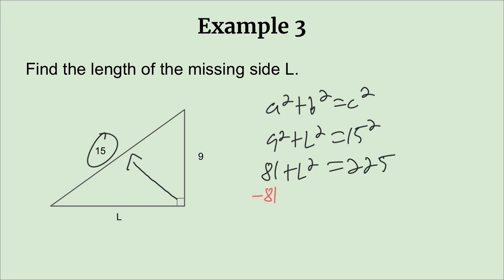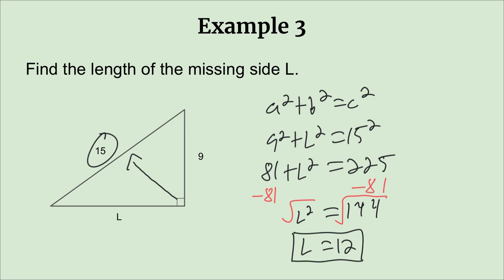Just like we did last week, we're going to subtract 81, trying to get L all by itself. So we get L squared equals 144. And then we take the square root of both sides, and we get L equals 12. Remember, this is solving an equation, so whatever you do on one side, you also have to do on the other side.